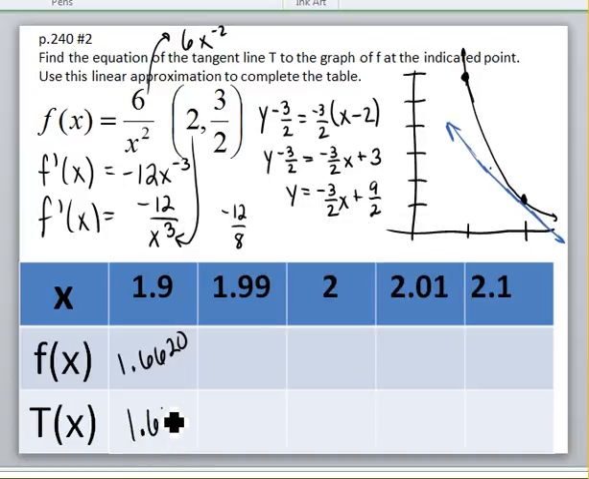Notice how the tangent line to the curve was very, very close to the actual height of the function, and that's what we're really talking about in differentials, and I will get into that in the next video.